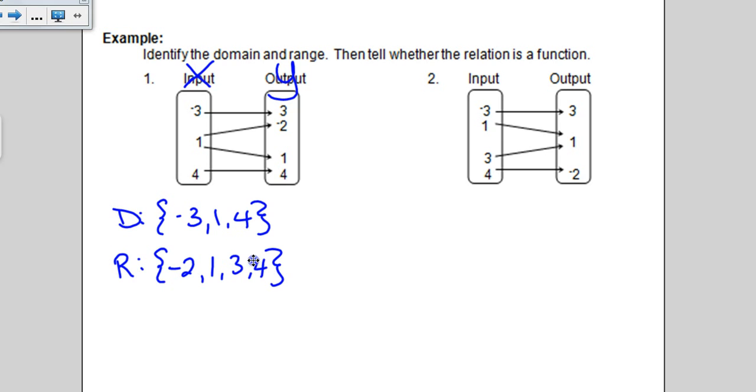And then to determine whether or not this is a function, remember the definition of a function was every x can only have one corresponding y value. And if I look at my x's and who they're paired with, I see that this guy right here, x number 1, is being paired with a -2 and he's being paired with a 1. So this relation is not a function, simply because that one x value is paired with more than one y value.